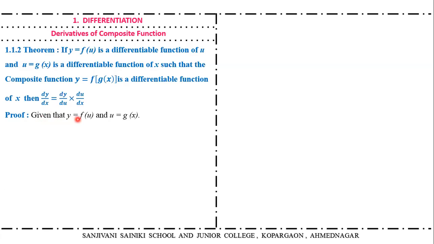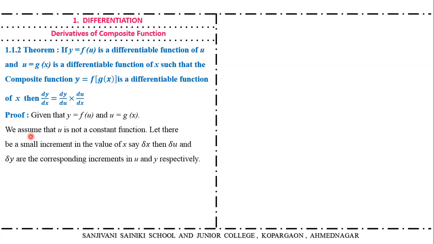Now, given that y is equal to f of u and u is equal to g of x. Now, we assume that u is not a constant function. So let there be a small increment in the value of x, delta x. Let delta x be the small increment in x. Then as u is a function of x and there is an increment in x, u must be increased.